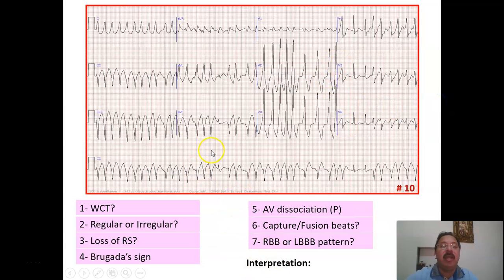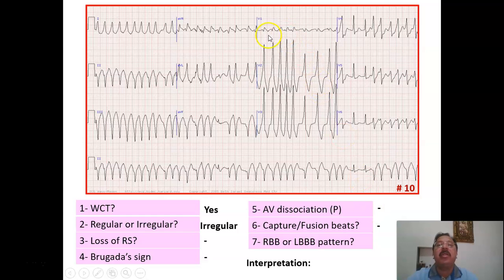Look at this one again. This is a wide complex tachycardia. Yes. This is irregular, so we are not going to apply the Brugada algorithm. So loss of RS and Brugada signs, we will omit these steps, AV dissociation, capture and fusion beats.